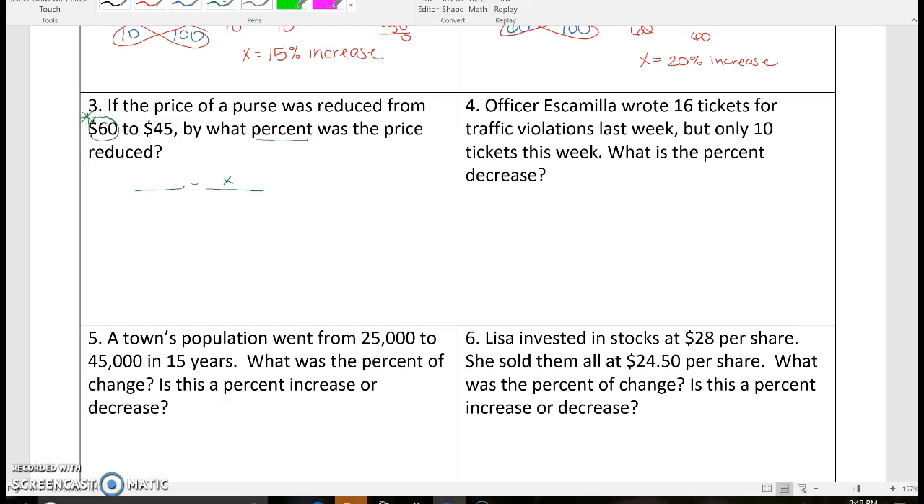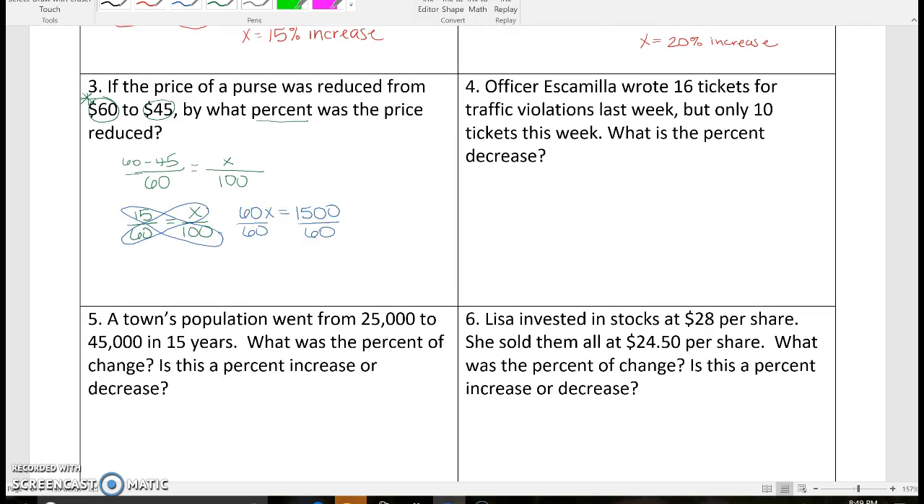Always put your star by your original, so that I know that is going to go on the bottom. 100 goes here. I'm going to do the big number minus the small number. So I want you guys to go ahead and press pause and solve this one on your own. Okay guys, so I went ahead and got 15 over 60.